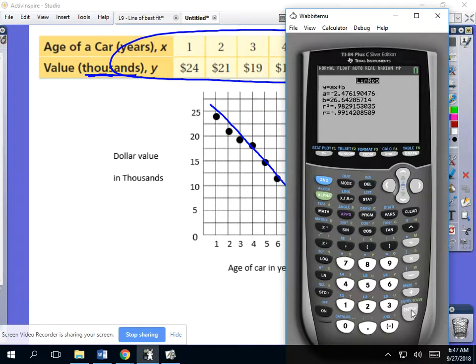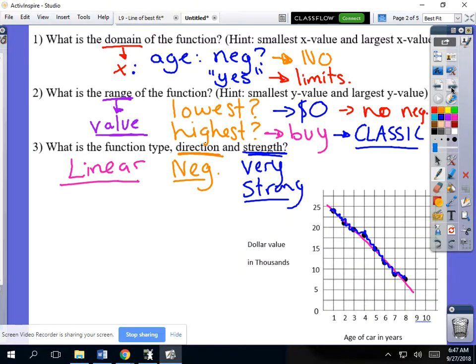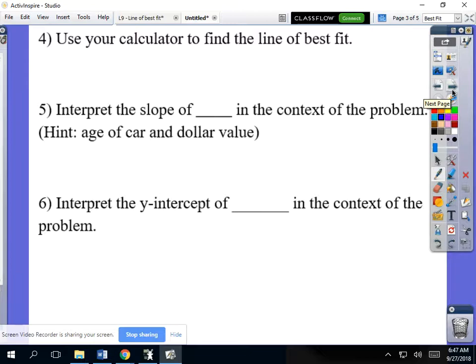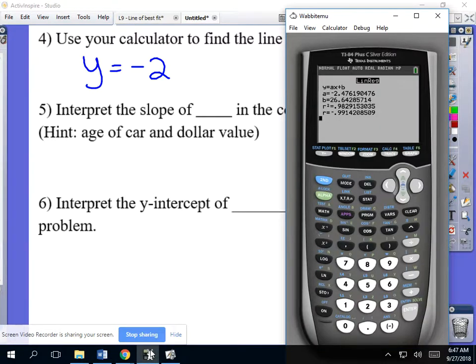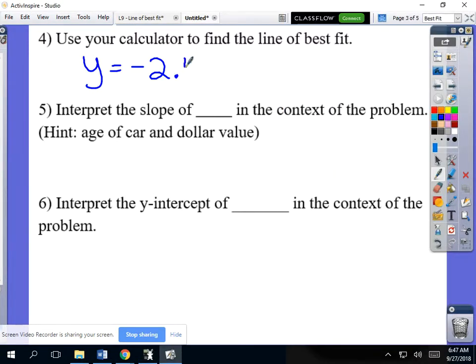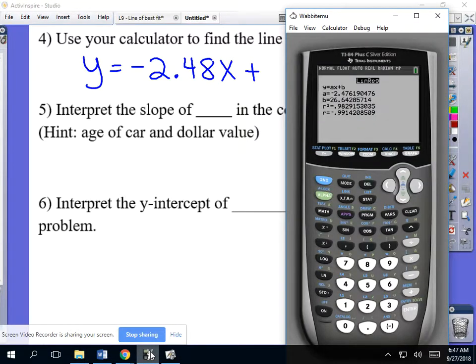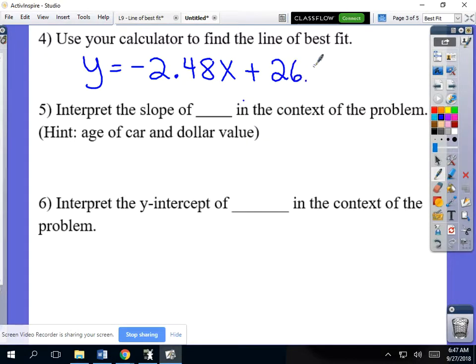And our linear regression slope is negative 2.476. So if I round that, my line of best fit is y equals negative 2.48x, rounding that 8 up. And then plus, what's our y-intercept? Our y-intercept is 26.64. There's our line of best fit.